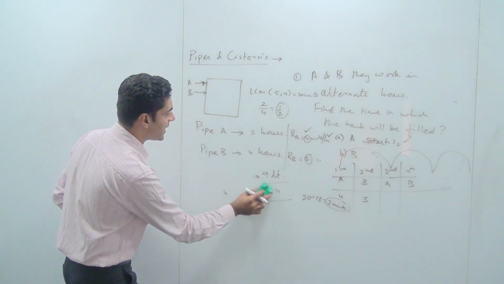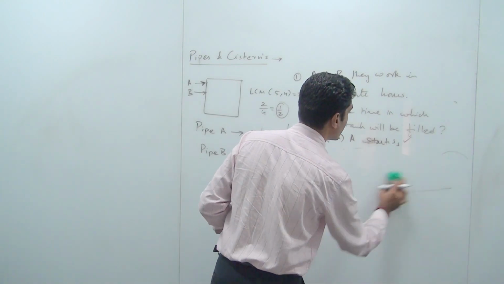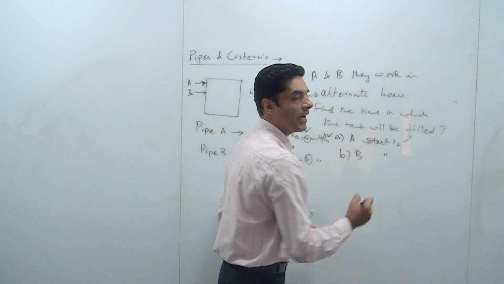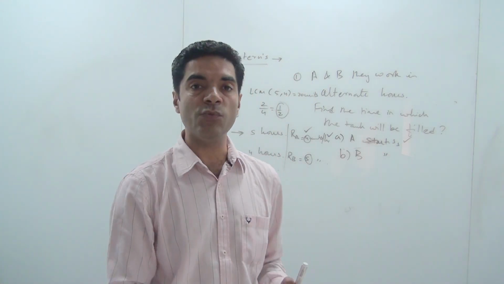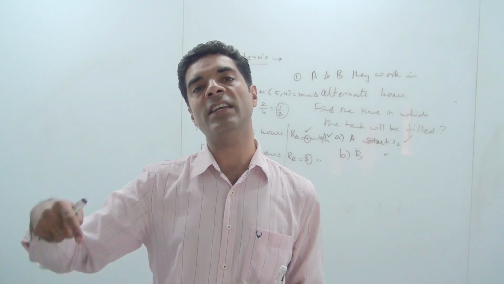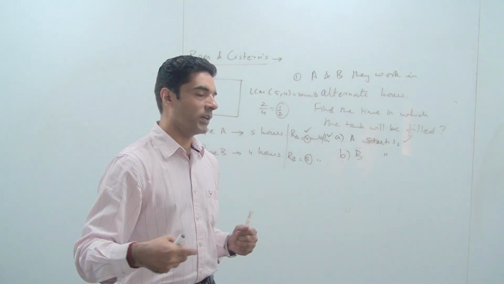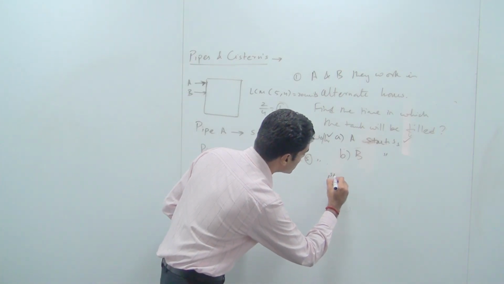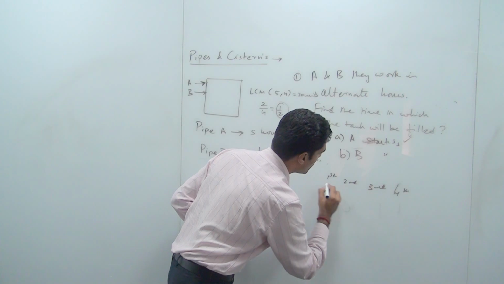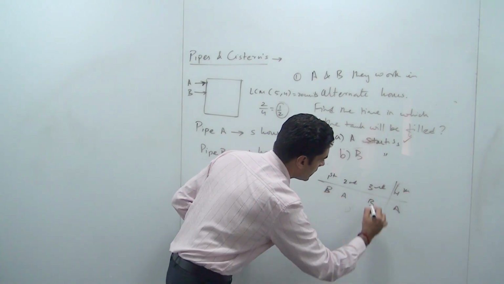Similarly, if I talk about the second one, wherein again they are working in alternate hours, but now B is starting. That means in the first hour B is working. So in the first hour B is working, in the third hour B is working, in the 5th hour B is working, in the 7th hour, that means in odd hours B is working, and in the even hours A is working. So first, second, third, fourth and so on and so forth. This is B, A, B, A.